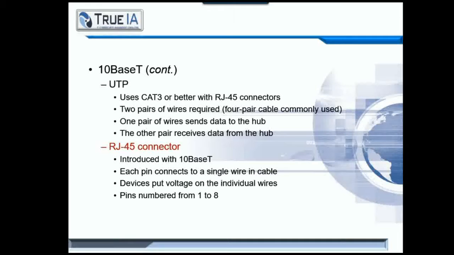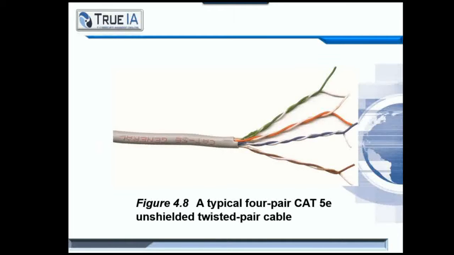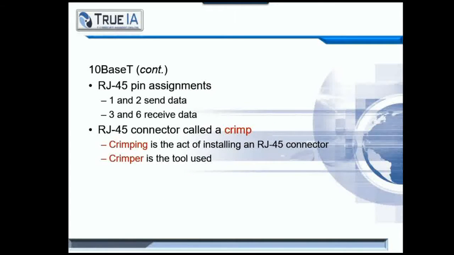The RJ45 connector was introduced with the 10BASE-T architecture. Each pin in the connector connects to a single wire in the cable. Devices put voltage on the individual wires and the pins are numbered from 1 to 8. Each pin within an RJ45 connector has a particular assignment. Pins 1 and 2 send data. Pins 3 and 6 receive data.